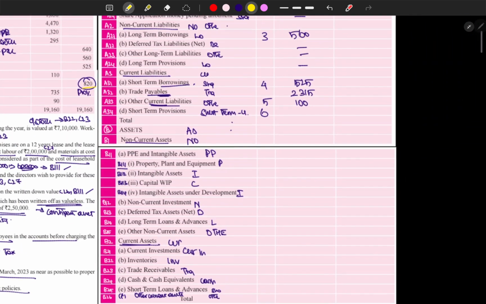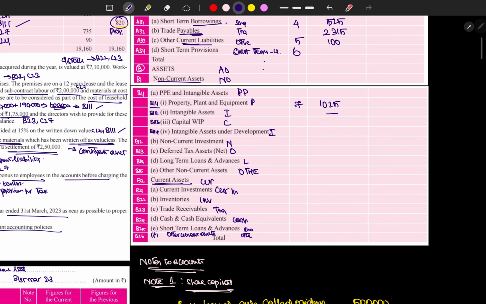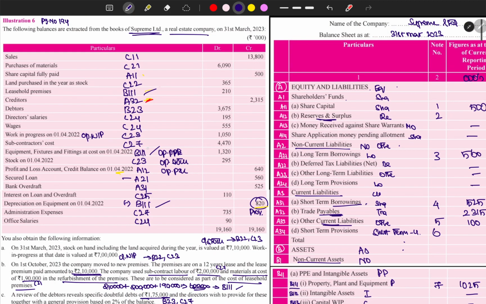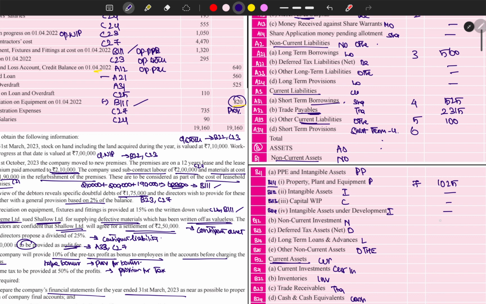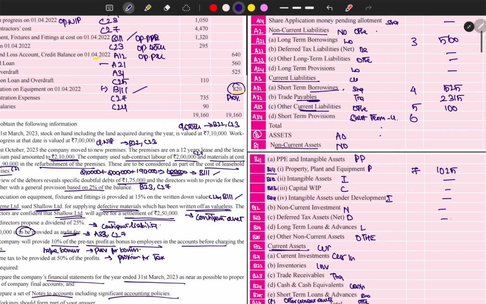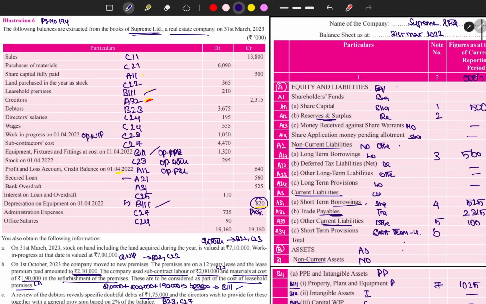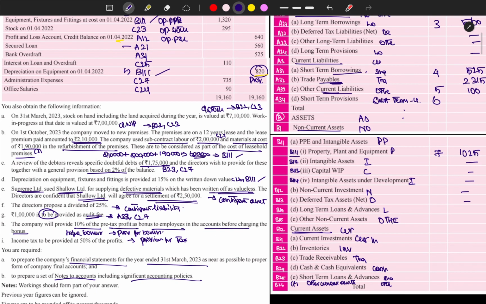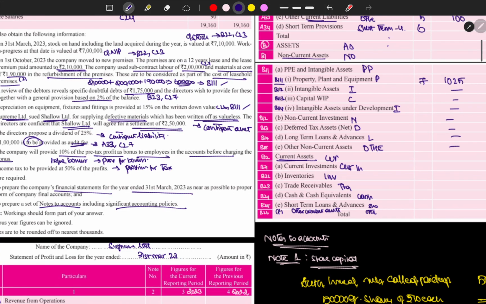Okay, let's fill the 1025 here, which is note 7. There is no capital WIP, there is no intangible assets under development. If there is any B12, no B12. No deferred tax assets, long-term loans and advances. If there is any B14, no B14. No B15 also.